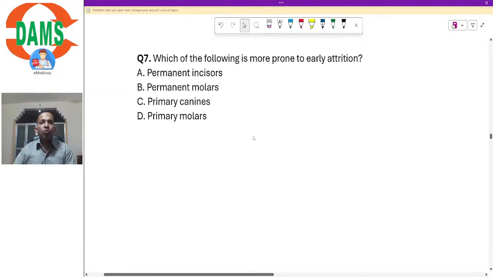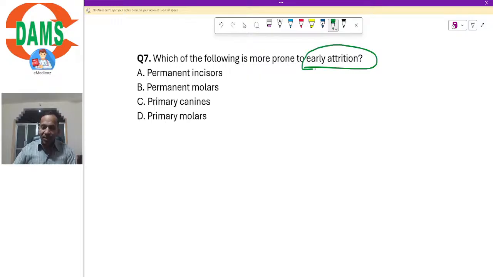Which of the following is more prone to early attrition? Early attrition, we have discussed this as well. Since the primary dentition is less mineralized, it is more prone to undergo attrition or abrasion, right? So, permanent incisors, permanent molars, primary canines, and primary molars. So, which of these two do you think would readily undergo attrition? Is it primary canines or is it primary molars?